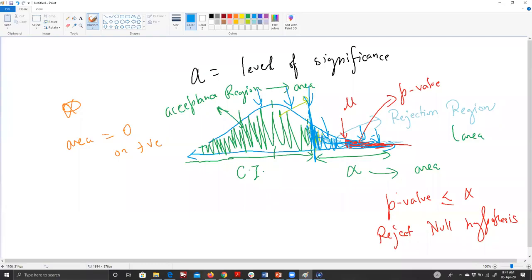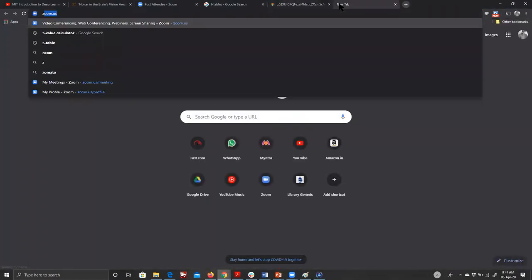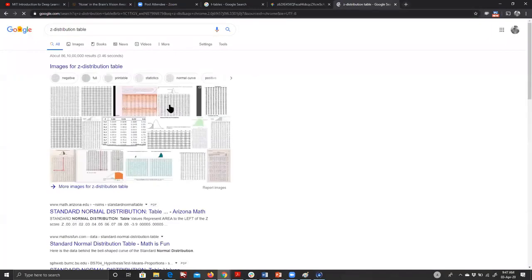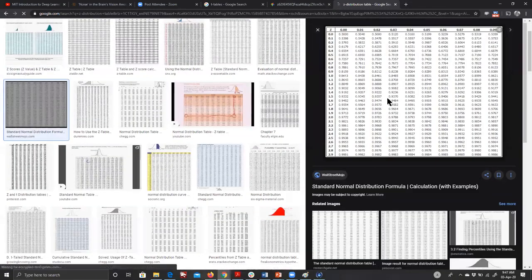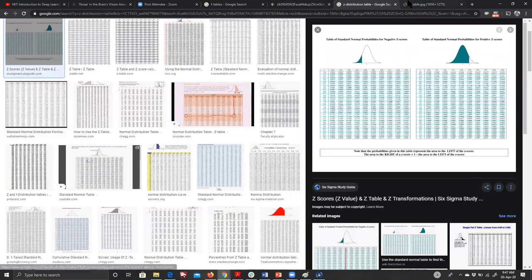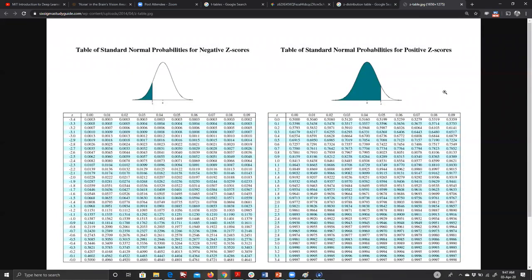Can we get it based on the Z distribution? Very good, very good. Z distribution is the simplest answer. Because if you remember the tables that I showed you yesterday, basically they were showing the same stuff. They were showing the area itself, isn't it?